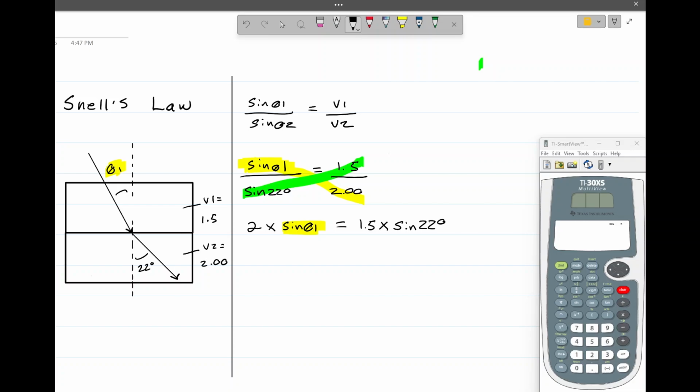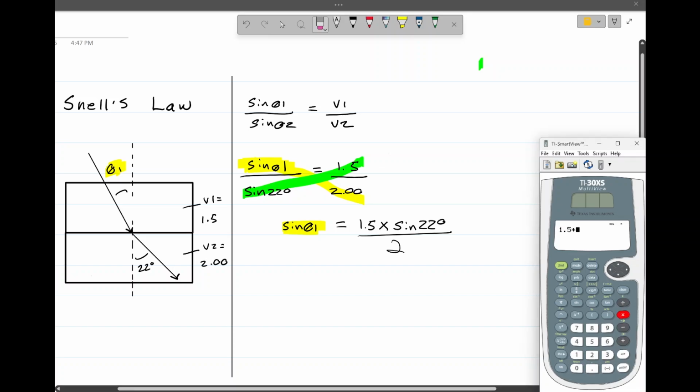So to get it by itself, you have to get rid of whatever is with it on this side of the equal sign. Right now we have 2 being multiplied. To get rid of the 2, you have to do the opposite of whatever operation is happening. Here it's multiplication, so to get rid of it, I need to divide. So I divide by 2, and this cancels out. But whatever you do to one side of the equation, you have to do to the other. So I divide this by 2. And then what you end up with is the sine of theta 1 equals 1.5 times the sine of 22 degrees divided by 2.